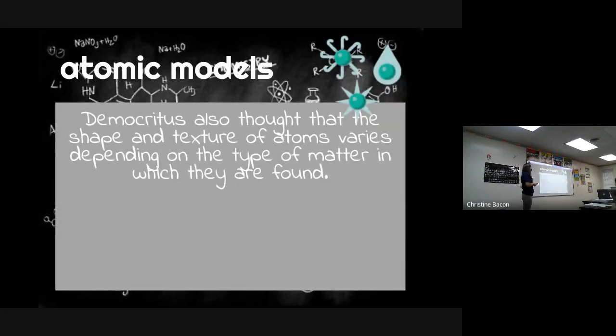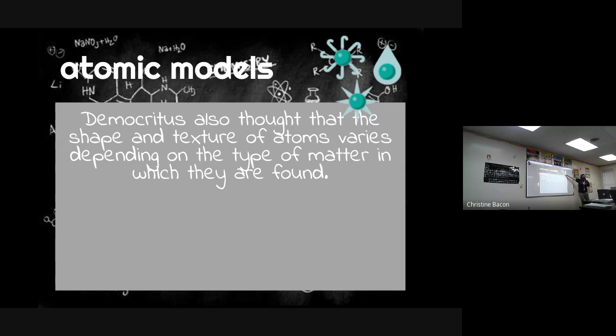All right, so Democritus also thought that the shape and texture of atoms varies depending on the type of matter in which they're found. So if you look up here, it might be hard to see. So for instance, it shows like this atom has hooks on it, okay? And he theorized that solids have hooks in them to help them like Velcro, where they're stuck together more. Whereas like a liquid is slippery, like water.